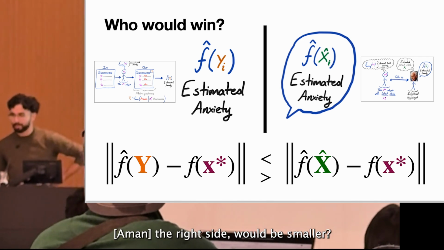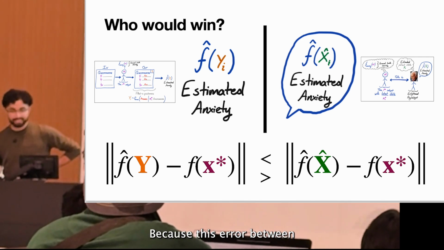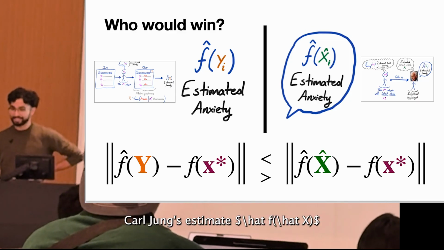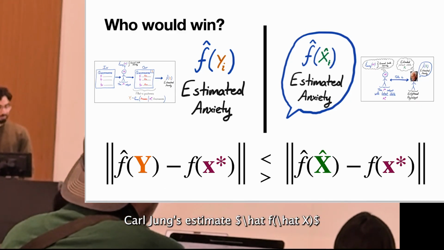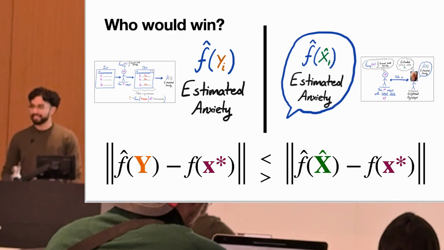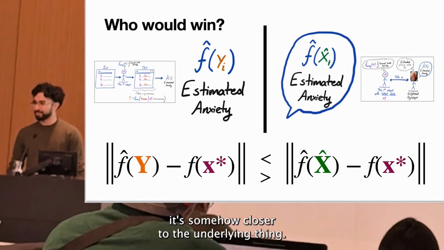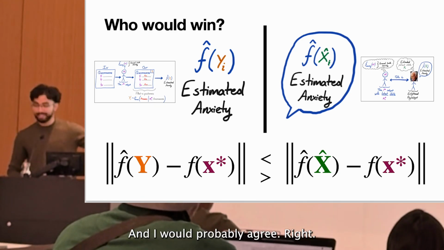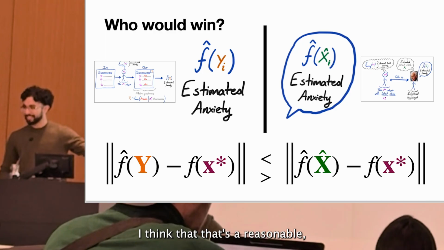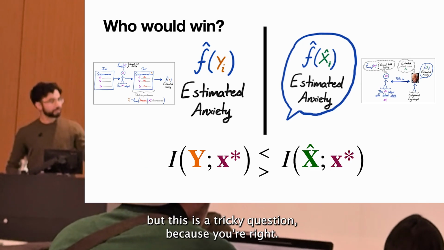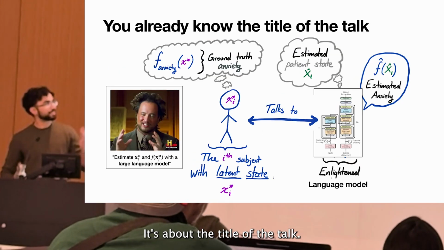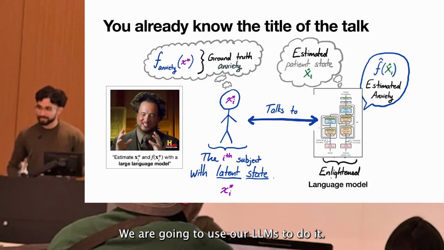The right side would be smaller because this error between Carl Jung's estimate, F hat of this mysterious X hat, his estimate, is somehow closer to the underlying thing. And I would probably agree, right? I think that that's reasonable. But this is a trick question, because you already saw the title of the talk. We are going to use LLMs to do it.